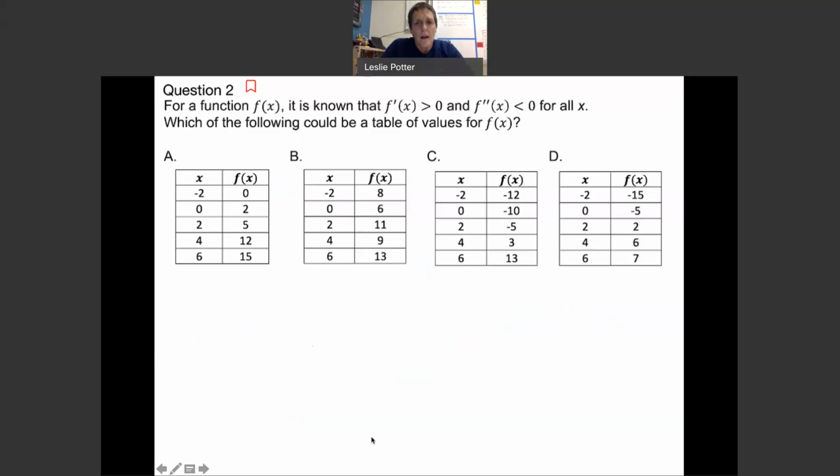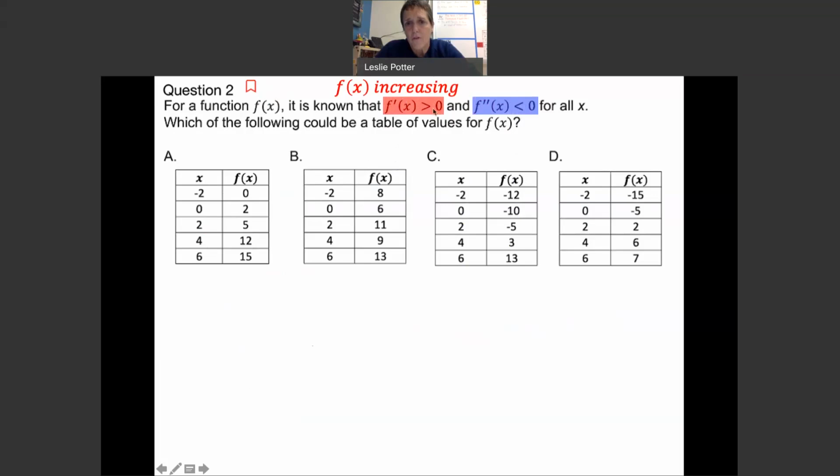Okay, let's take a look at another representation here. In question 2, we have a table. And not only do we have tables, but we have this information about the first and the second derivative. Okay, and we're being asked to pick out which table represents the function. So we know that the first derivative is positive, it's greater than 0. And we know the second derivative is negative, it's less than 0. So what does that tell us?